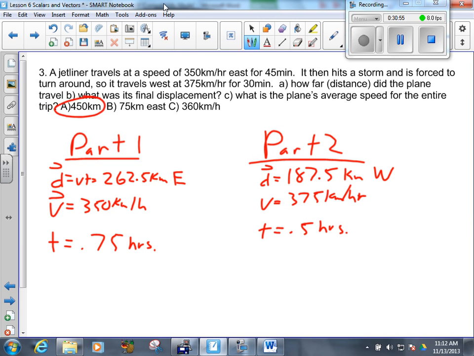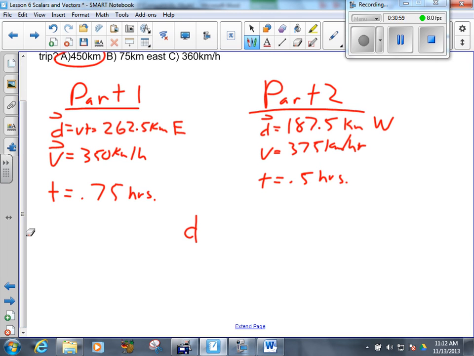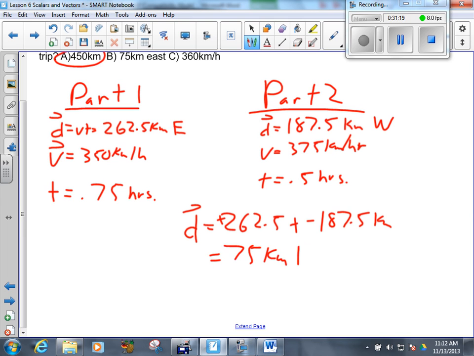All right. The second part says, what's its final displacement? Well, for displacement, I'll have to use the directions. I'll have 262.5 kilometers east. I'm going to make that positive, plus the westerly part, negative 187.5 kilometers. When I do that, I should get 75 kilometers east. Still ends up east of where it started, right? Because I end up with a positive number when I do that.